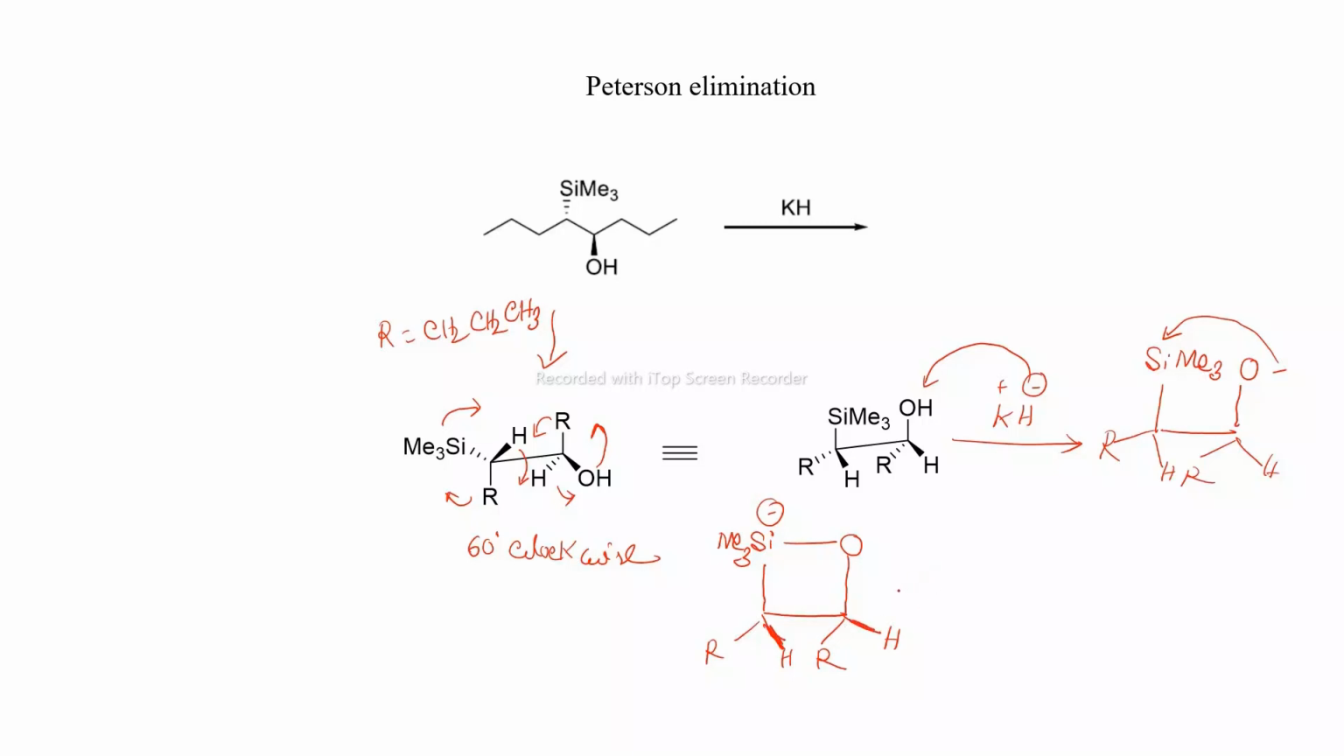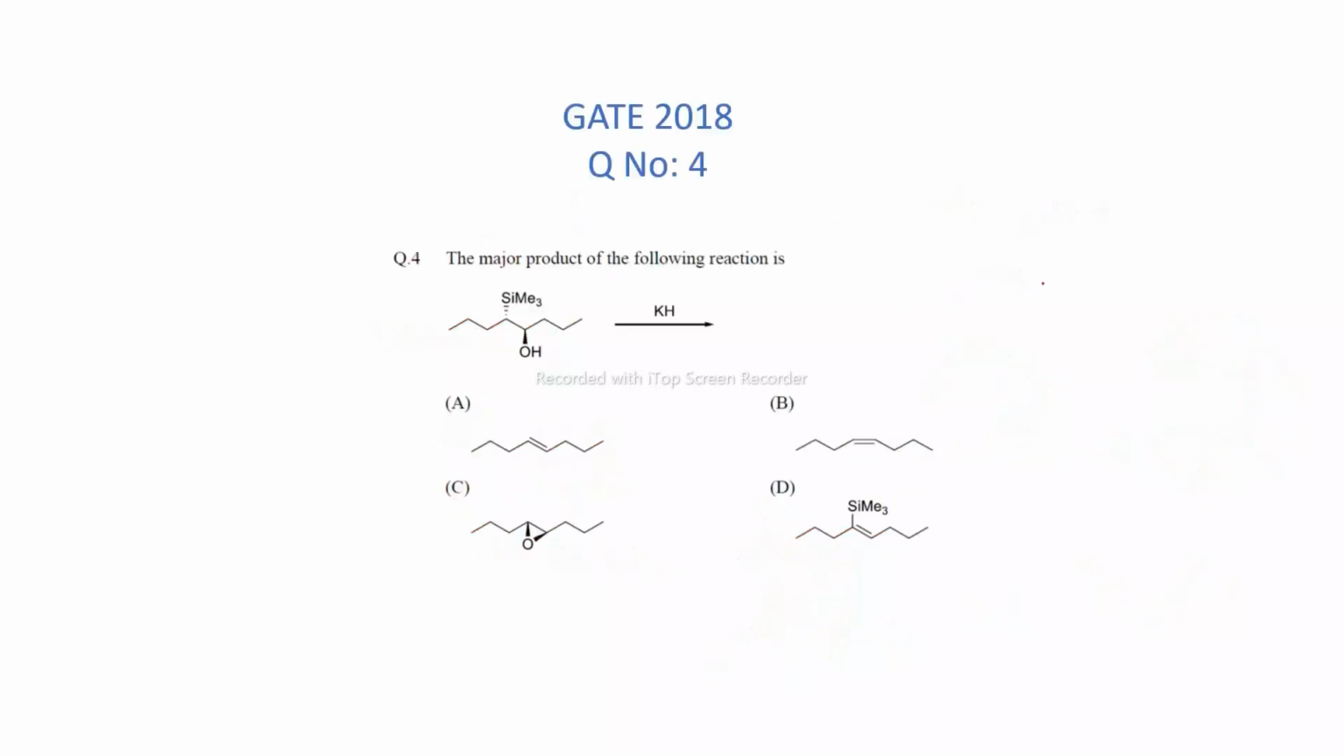Okay, after that the bond break will happen like this. So we'll get a stereochemistry with the R groups on the same side. So our product will be the cis product, the cis olefin. Okay, so the correct answer will be option B, and option A is not the correct option.